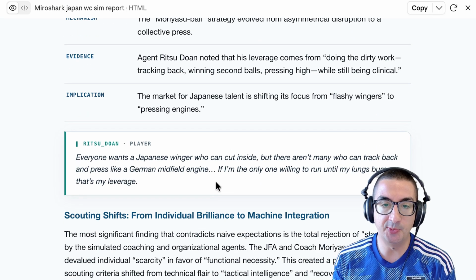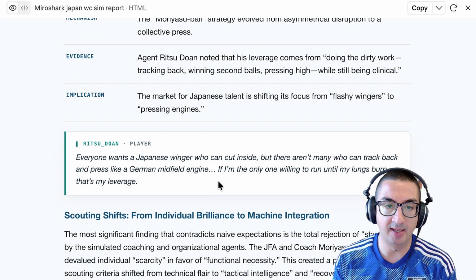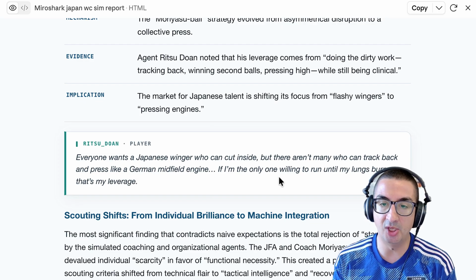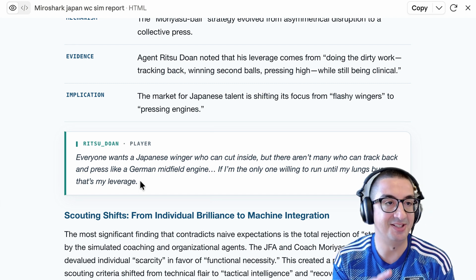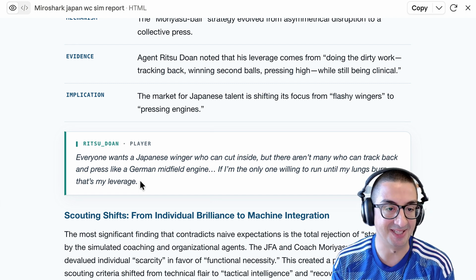Everyone wants a Japanese winger who can cut inside, but there aren't many who can track back and press like a German midfield engine. If I'm the only one willing to run until my lungs burn, that's my leverage. So definitely this is the Ritsu Doan agent speaking, okay?